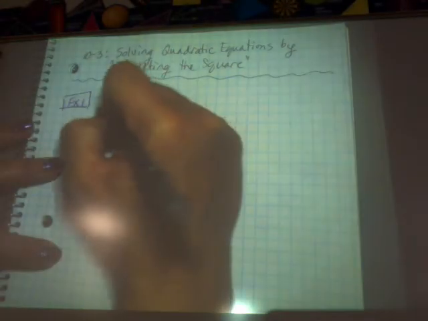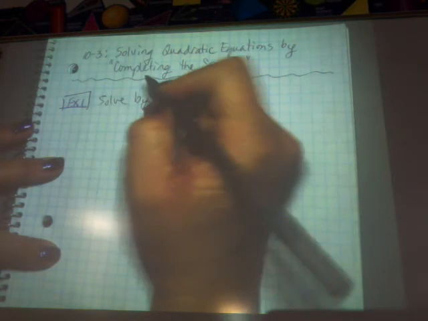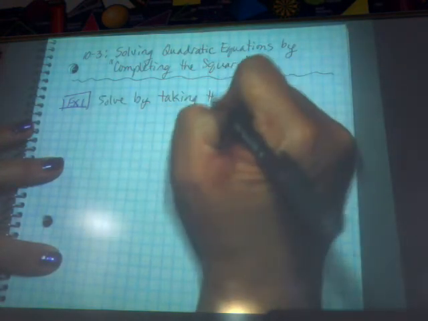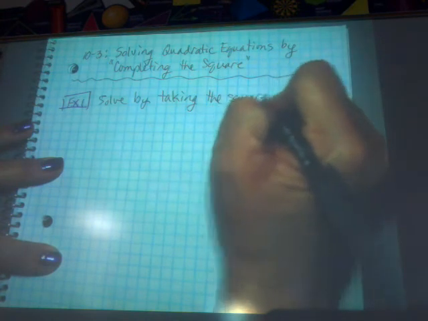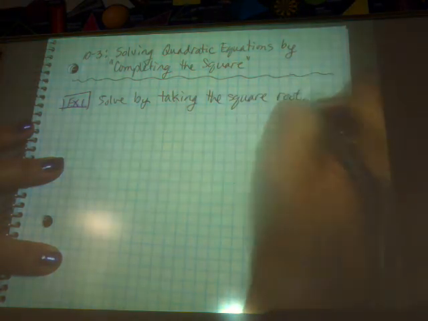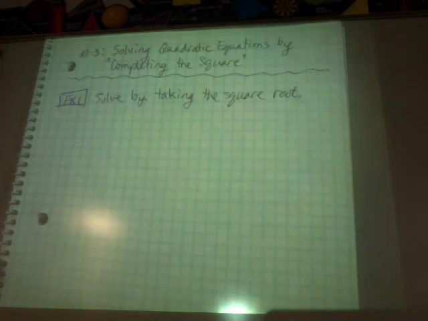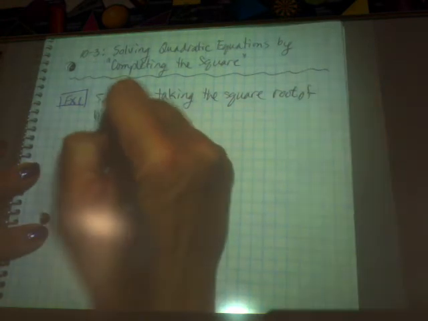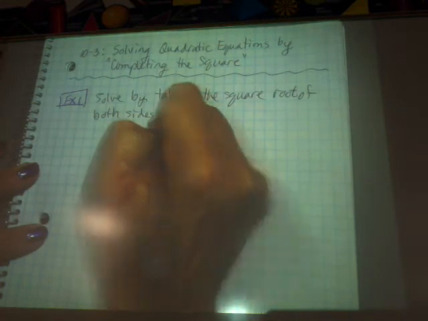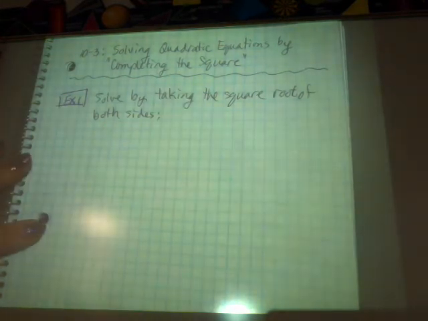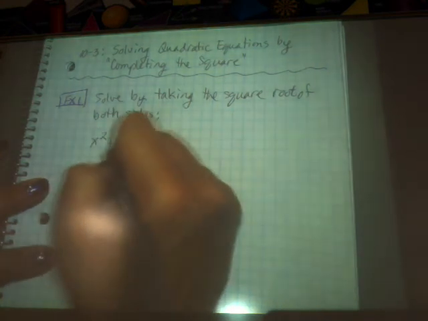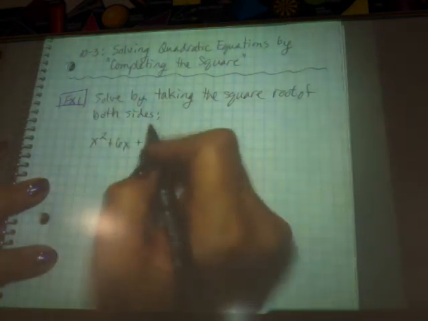So solve by taking the square root. I'm going to give you baby steps to completing the square. So the problem I'm going to give you, well, I guess we'll add on to this by taking the square root of both sides. So the problem I'm giving you is x squared plus 6x plus 9 is equal to 5.